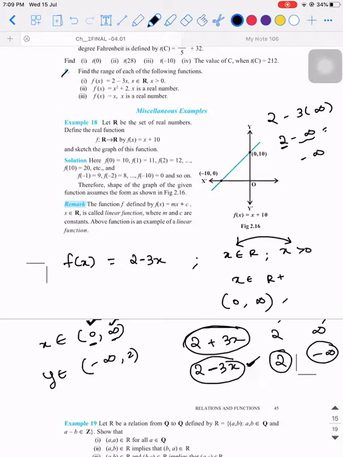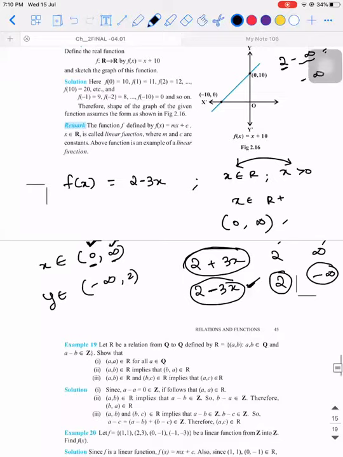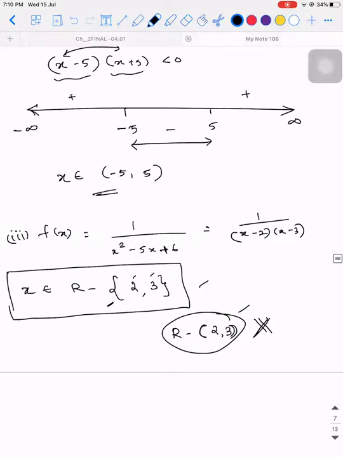Out of 2 and infinity, what is the maximum value? Infinity. So when it is 2 plus 3x, the least value of x will give you the least value of y. The maximum value of x will give you the maximum value of y. Okay, sir. To put it in simple terms, I'm writing it and showing, observe.